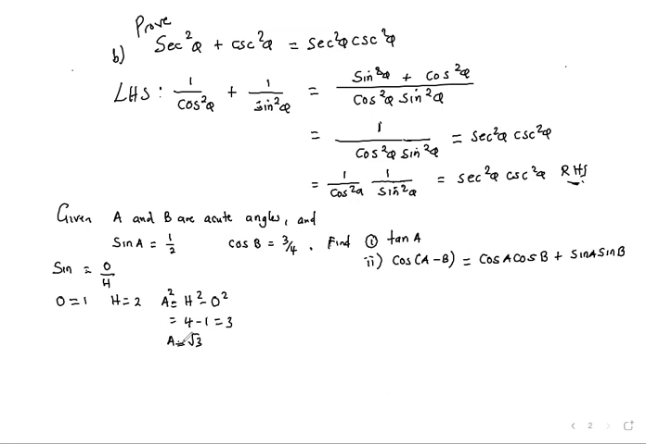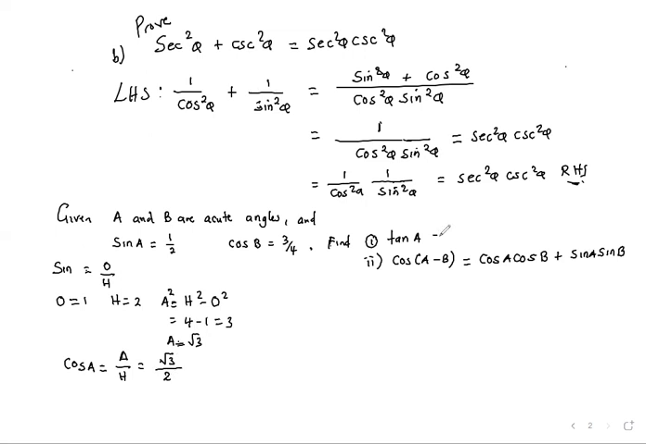So it means that if I want cos A, I'll just say, okay, cos A is adjacent over hypotenuse. So adjacent is √3, hypotenuse is 2.